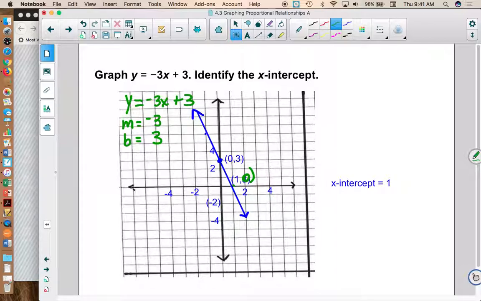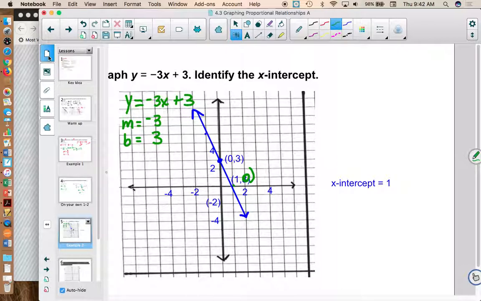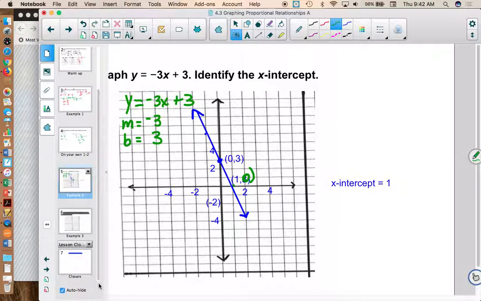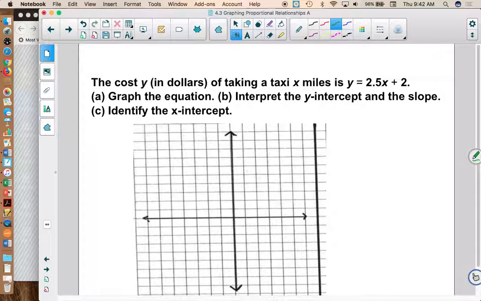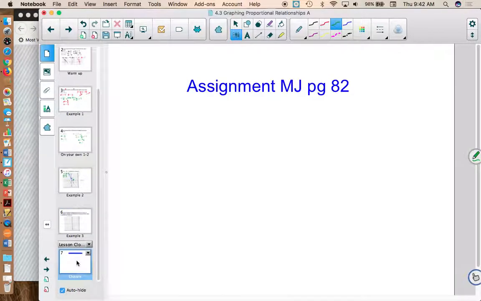Okay? Are they switching yet? She's ready? Okay. They are ready. Hang on here. Let me look. I think we're going to go ahead. Very small assignment. Math journal, page 82 only. Okay, thank you.